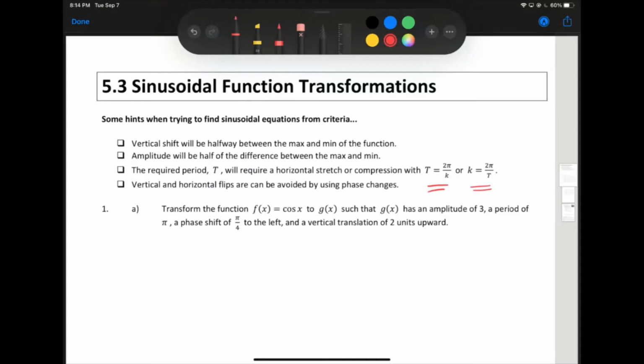All right. Vertical and horizontal flips. Ooh, that's horrible grammar. Vertical and horizontal flips are, can be. Yeah, that sounds like something I would write when I'm tired.